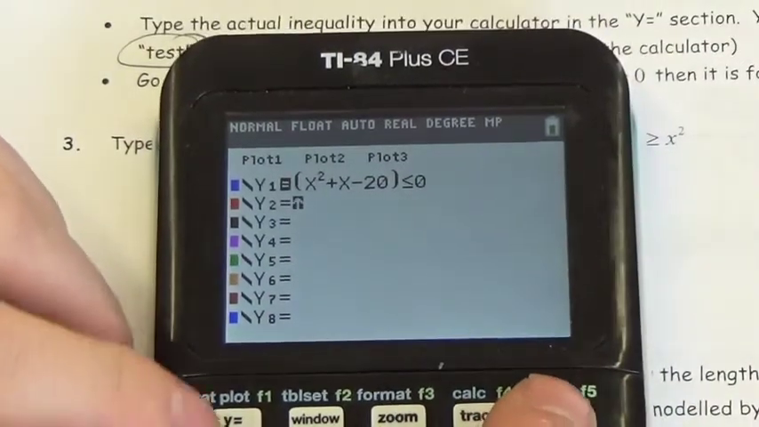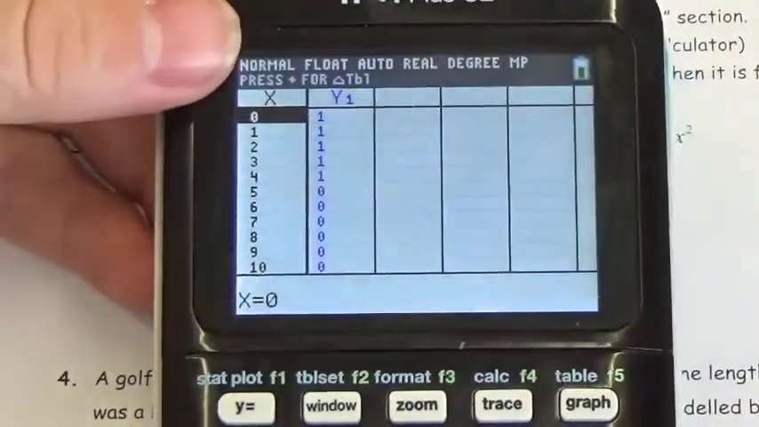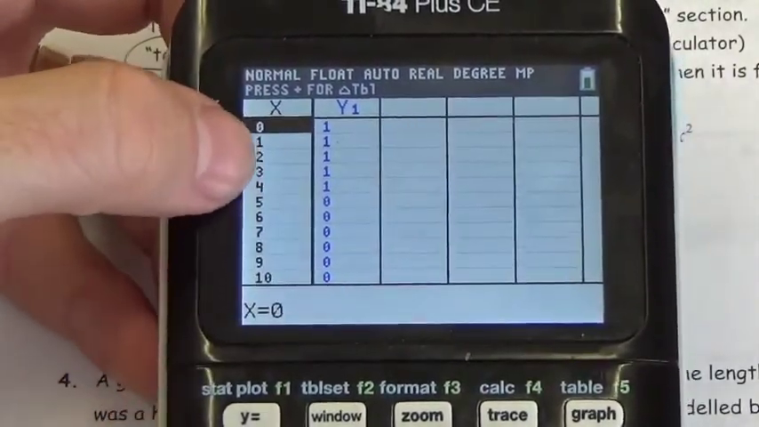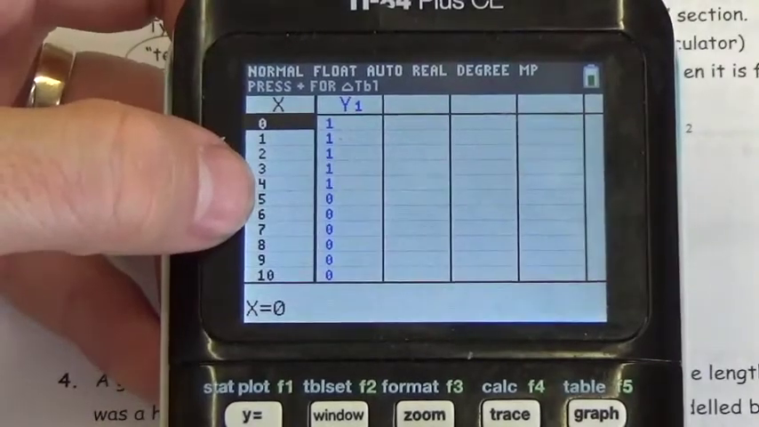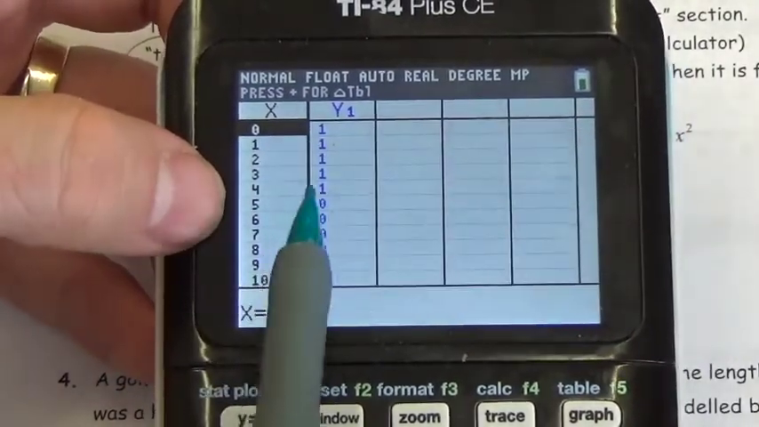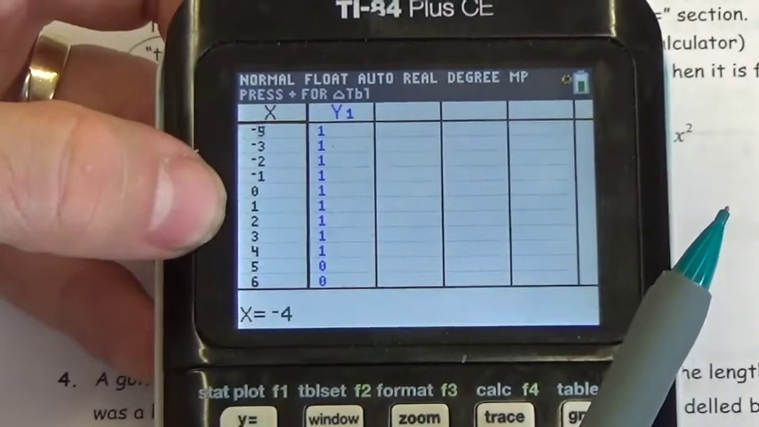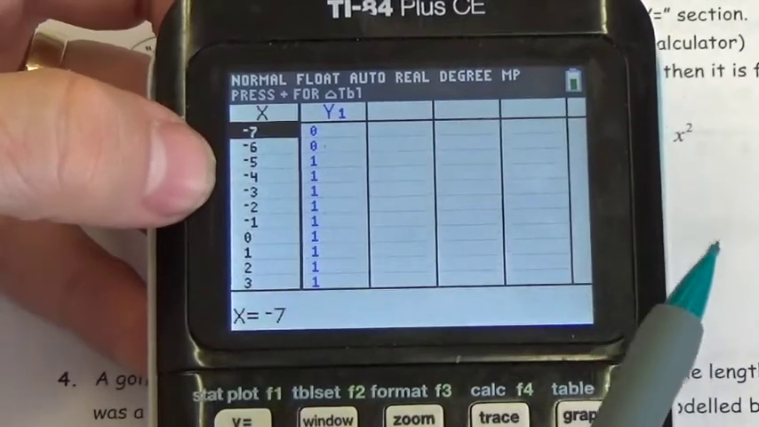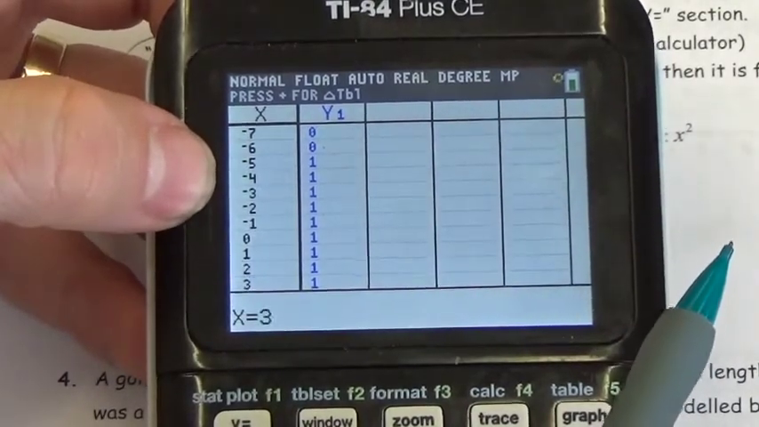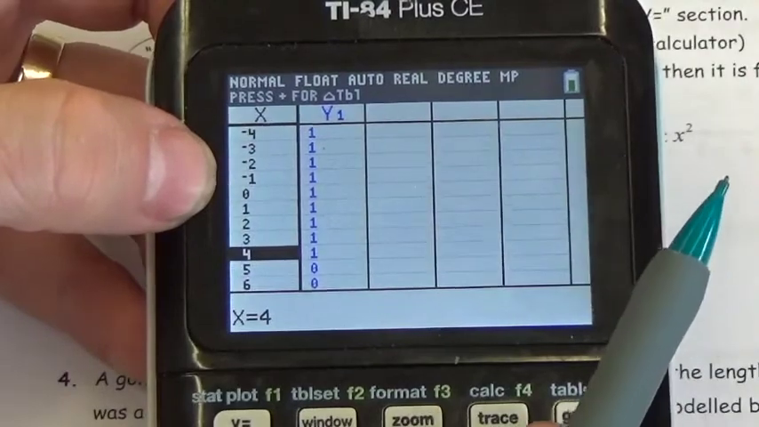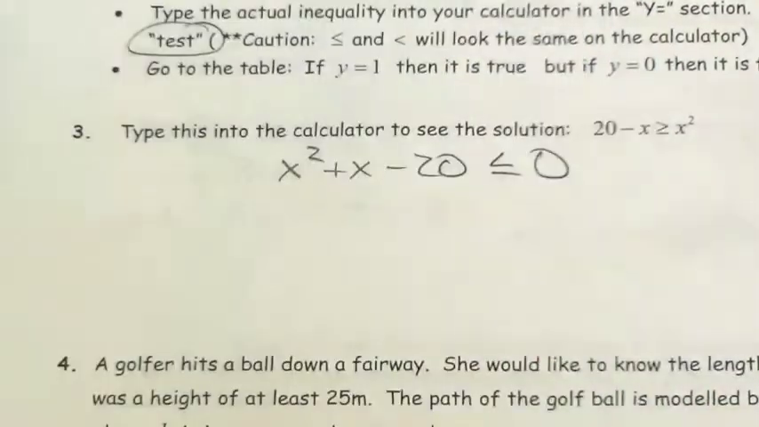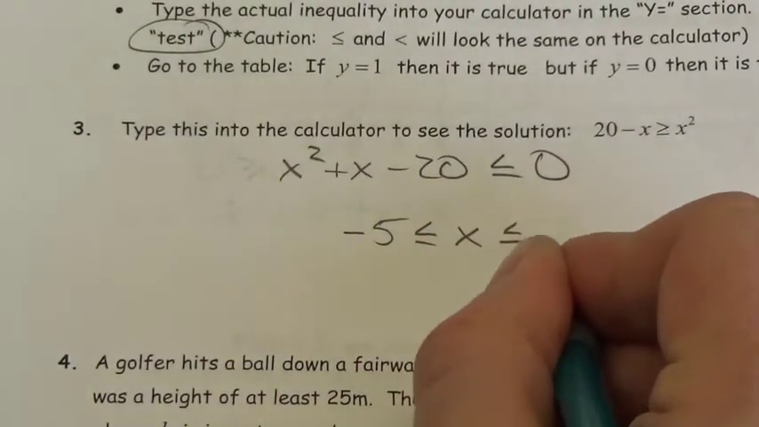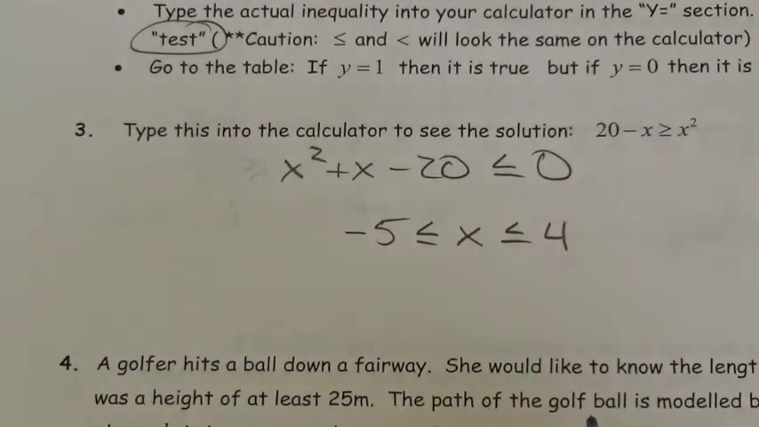Now, when I go to my table of values, notice what it's doing. I've got a bunch of 1s up here and then it changes to 0s. Now let's just take a look. 1s means true. So it looks like this goes up to 4. And then the last one that I get to here is negative 5. So between negative 5 and 4, that appears to be where the calculator is saying that's true. So I'm thinking negative 5 less than or equal to x less than or equal to positive 4.